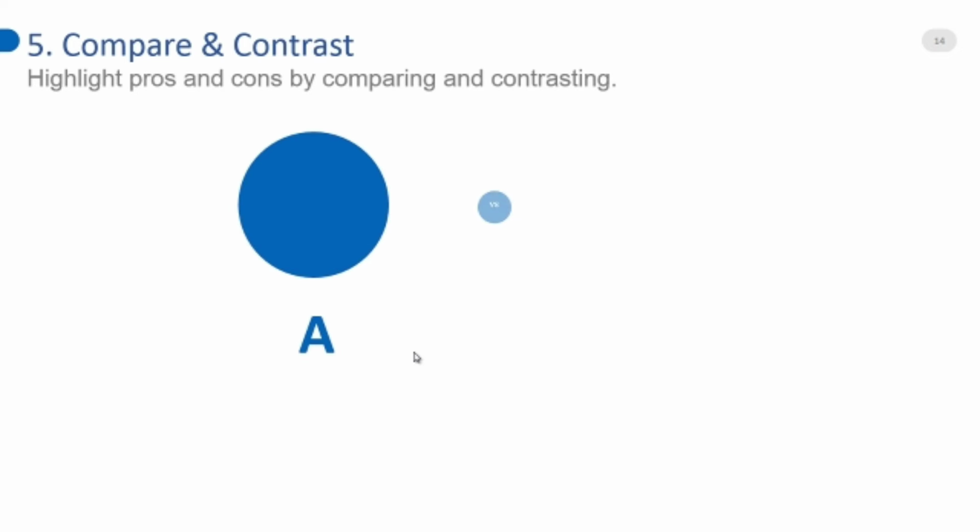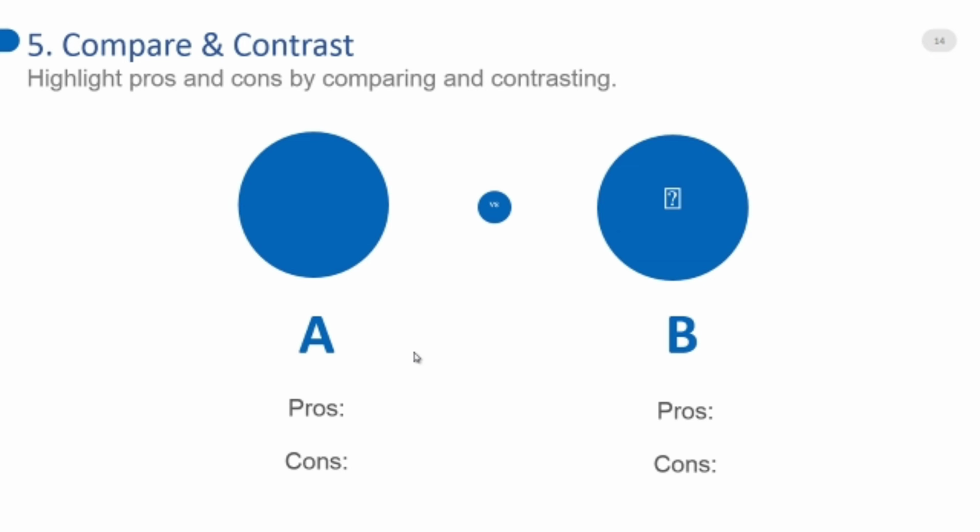Number 5 is compare and contrast. Highlight the pros and cons by comparing and contrasting one versus the other. This is really, really good, especially when you have A and B, enemy, hero, something versus something, fact versus fiction, myth versus truth. If you add controversy of some sort, compare and contrast, dog or cat lovers, then what happens is you bring in people from both sides of the coin. And it really thought provokes people.